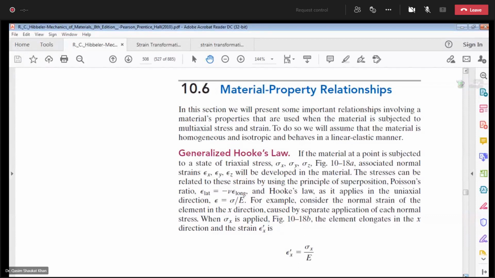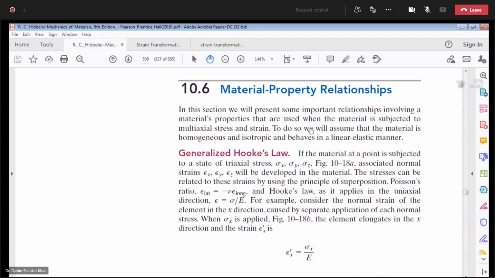In this section, we will present some important relationships involving material properties. Material properties are modulus of elasticity, modulus of rigidity, and Poisson's ratio. We will use them to interrelate stresses and strains, to relate stresses with strains. These relationships are used when the material is subjected to multi-axial stresses and strain.